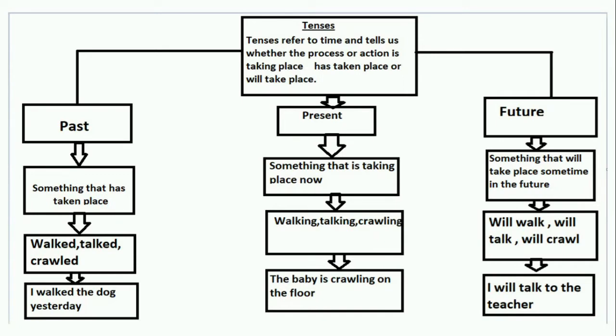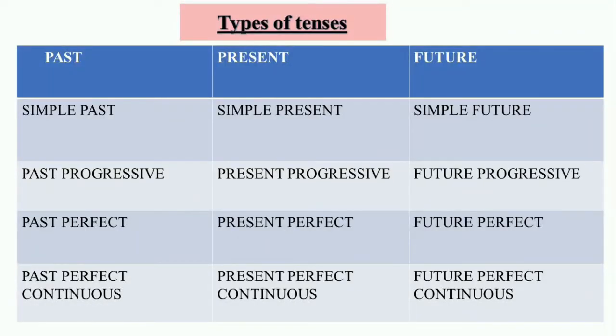Towards the left, past tense is given. In the mid portion, present tense is given. The future tense is given towards the right side of the chart. In order to show at what stage an action is, each of the three tenses has been subdivided into four heads. These subdivisions are simple, progressive, perfect, and perfect continuous. In this way, the total number of tenses is 12.